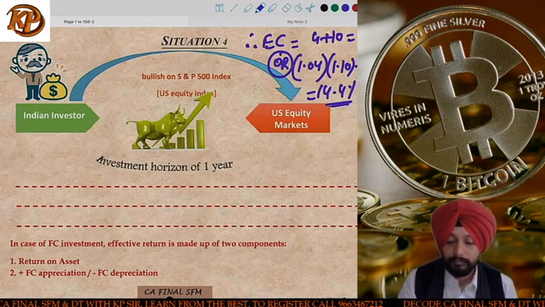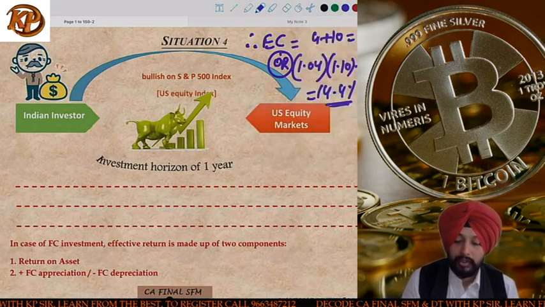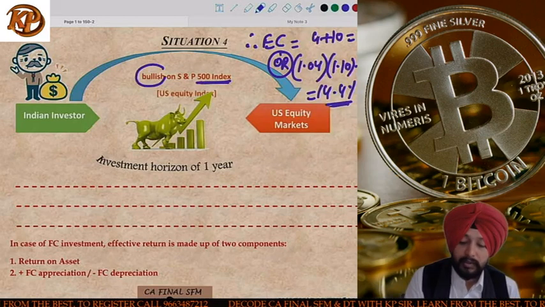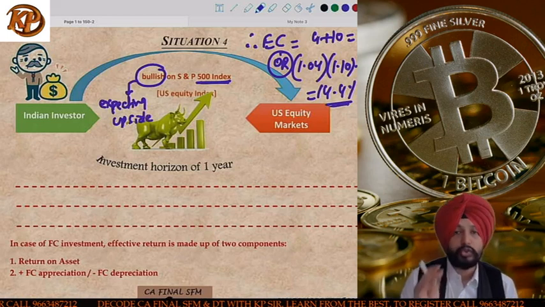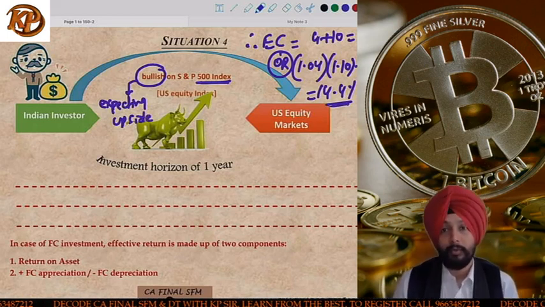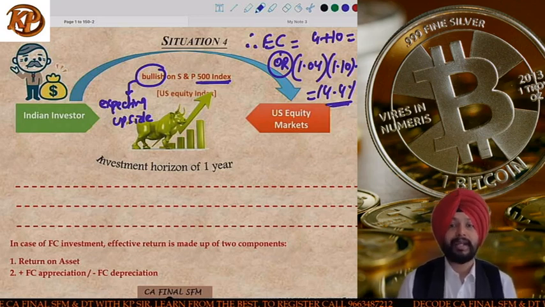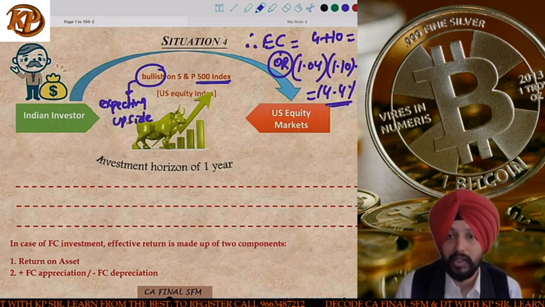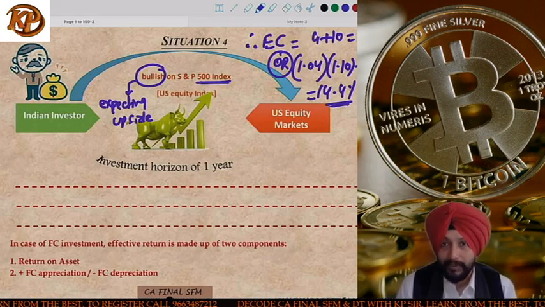Now listen carefully. You are bullish on the S&P 500 index. Bullish means expecting upside. That terminology will be used a lot in equity markets. Bullish means expecting upside, optimistic about markets. When we say we are bullish about equity markets, it means we are expecting markets to go up.